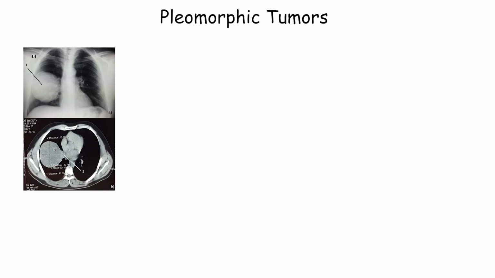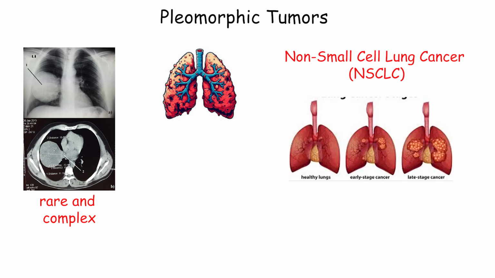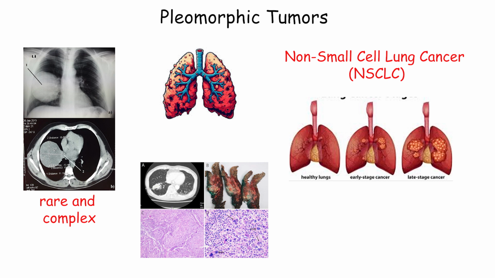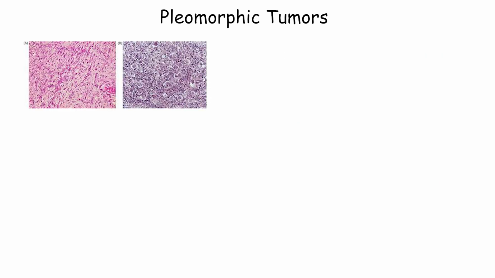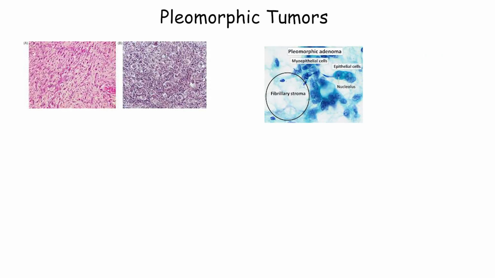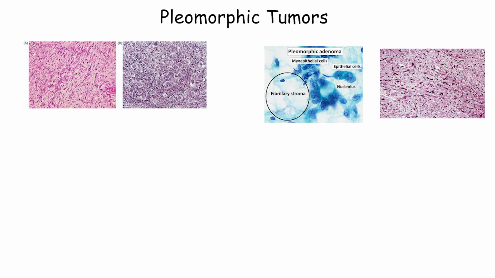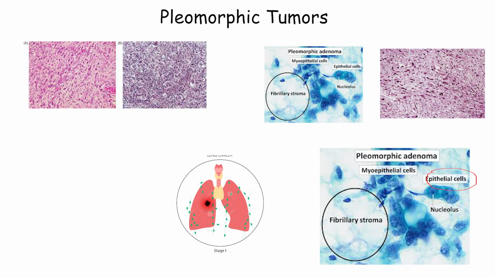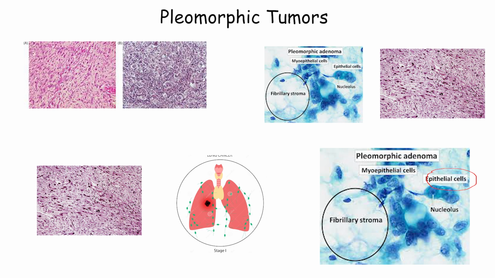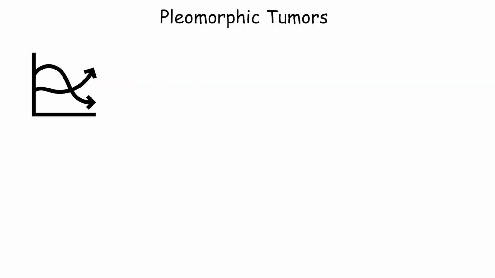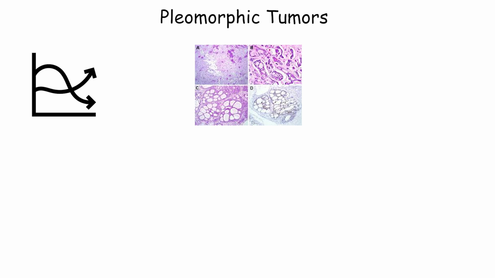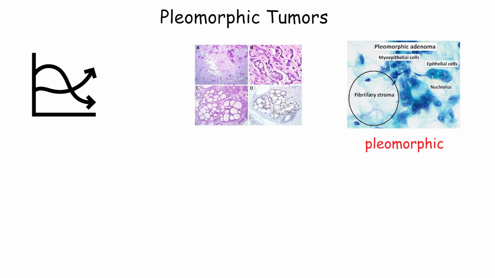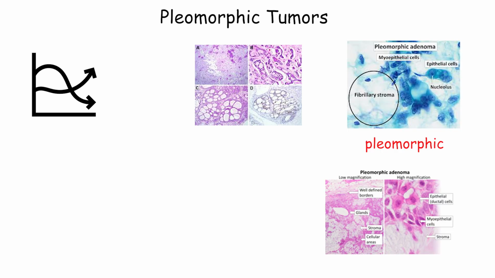Pleomorphic tumors. Pleomorphic tumors are a rare and complex form of lung cancer, falling under the category of non-small cell lung cancer, NSCLC. These tumors are distinguished by their unique cellular composition, as they are made up of a mix of different cell types. Specifically, pleomorphic tumors may contain a combination of epithelial cells, which line the airways, and sarcomatoid cells, which resemble connective tissue cells. This variability in cell structure gives pleomorphic tumors their name, as pleomorphic refers to the ability of cells to take on multiple shapes and forms.